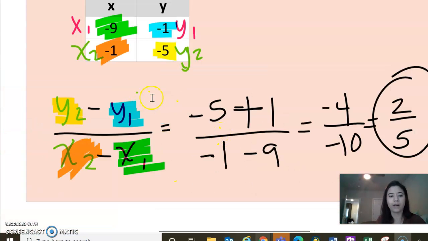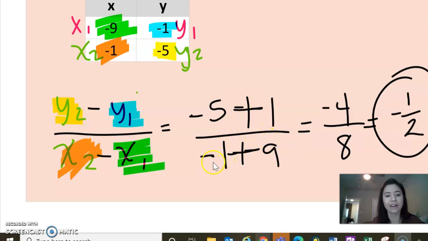All right, I know I got a lot of colors going on here. So I just took my formula, we labeled my points, x1, y1, x2, y2, and then we filled them in. I kind of matched them here with the highlighter, so y2 is what we start with, and that was negative 5, minus y1 was negative 1, over x2 is negative 1, minus x1, which was negative 9. Woof. All right, I made a mistake. So negative 1 minus negative 9 ends up being positive 8, and we get negative 1/2 when we simplify that.